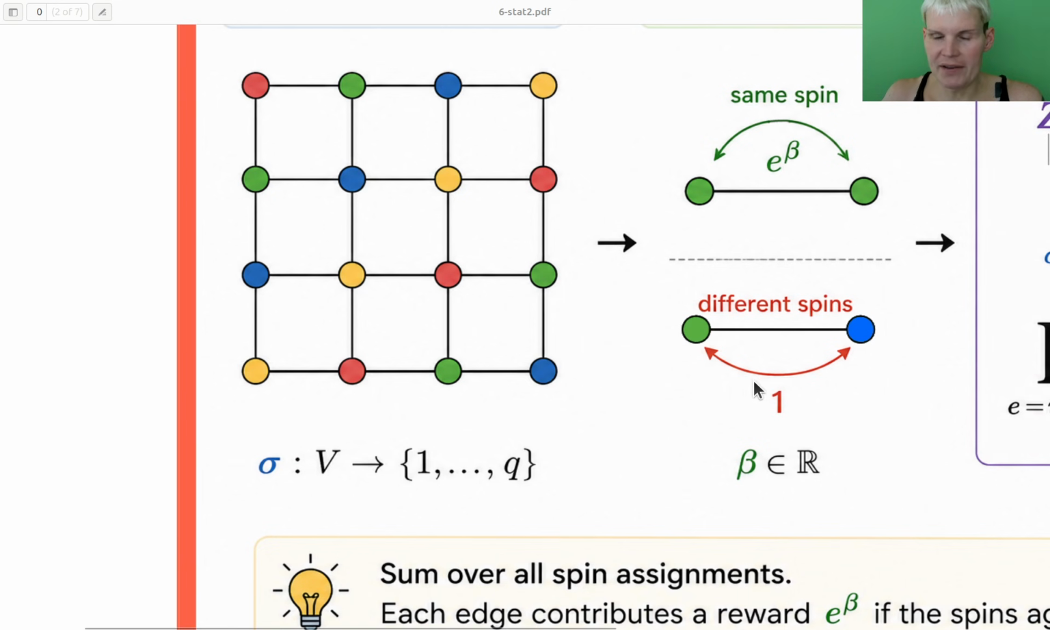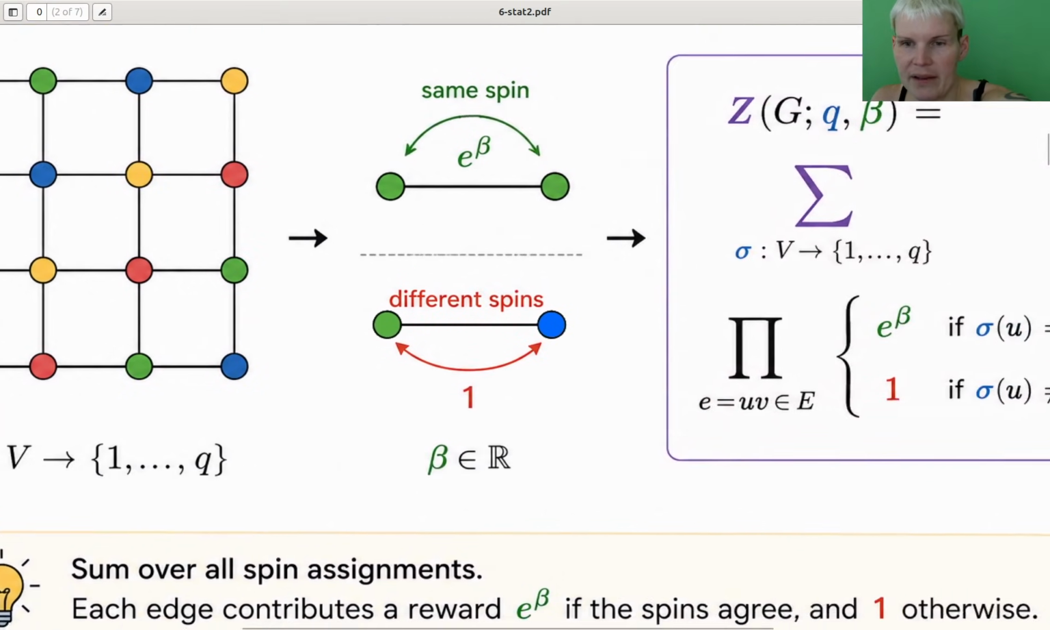Excellent. And it's multiplicative, so different spins give the boring reward 1, and nice spins give the good reward e to the beta, where beta is a chosen real number. So depending on how you model it, if beta is minus 500, then this will be small, and if beta is 500, then this will be big. So depending on the model, whatever you do. But roughly that's how it works. You assign a weight to each edge depending on the colorings on the side. Yeah, and that's what it is.